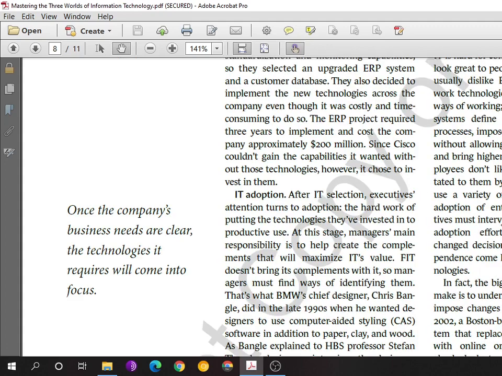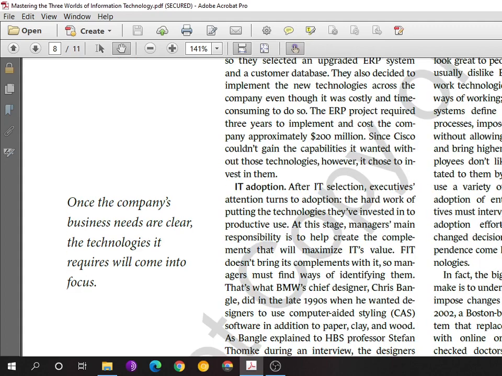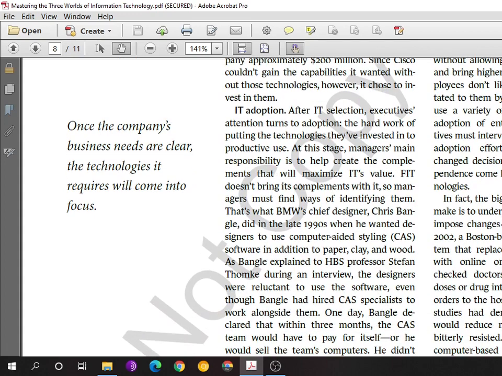So the next step after IT selection is IT adoption. After you've selected your IT, there's a quote here which says, once a company's needs are clear, the technologies it requires will come into focus. So if you know your needs, you will know what you need. Once you decide on them, now you need to adopt them.